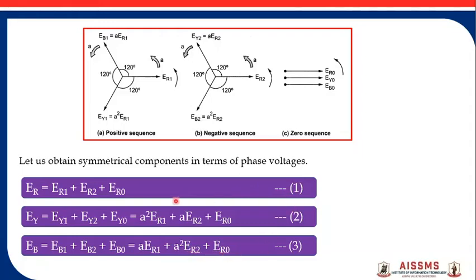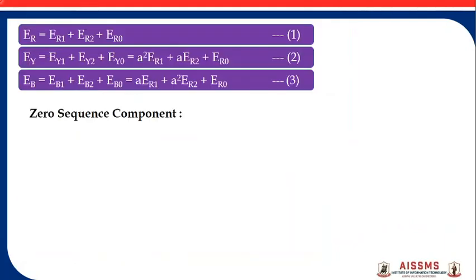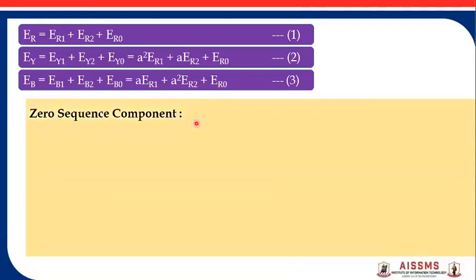Let us give numbers to these equations. This is equation number 1. The equation for EY is equation number 2. The equation for EB is equation number 3. So now we have to find out the zero sequence component. We have the three equations: ER equal to ER1 plus ER2 plus ER0, EY equal to A square ER1 plus A ER2 plus ER0, EB equal to A into ER1 plus A square ER2 plus ER0. Now we are going to find the equation for the zero sequence component.